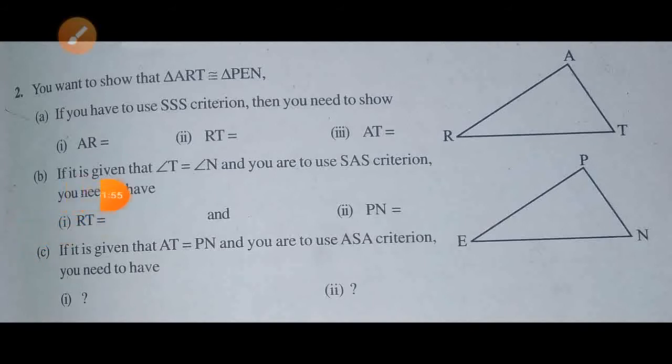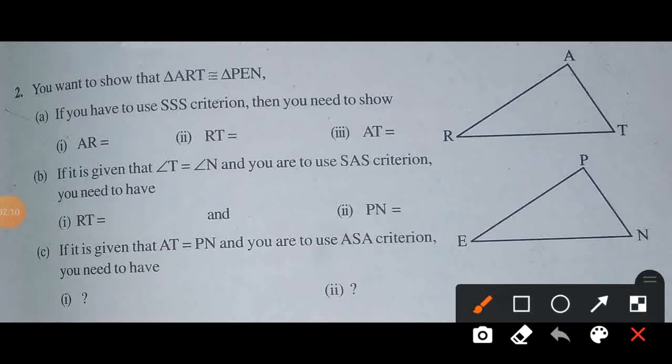If it is given that angle T equal to angle N and you are to use SAS criteria, you need to have, this time angle T equal to angle N is given. So again RT equal to what? RT equal to EN. And PN equal to, that is AT.